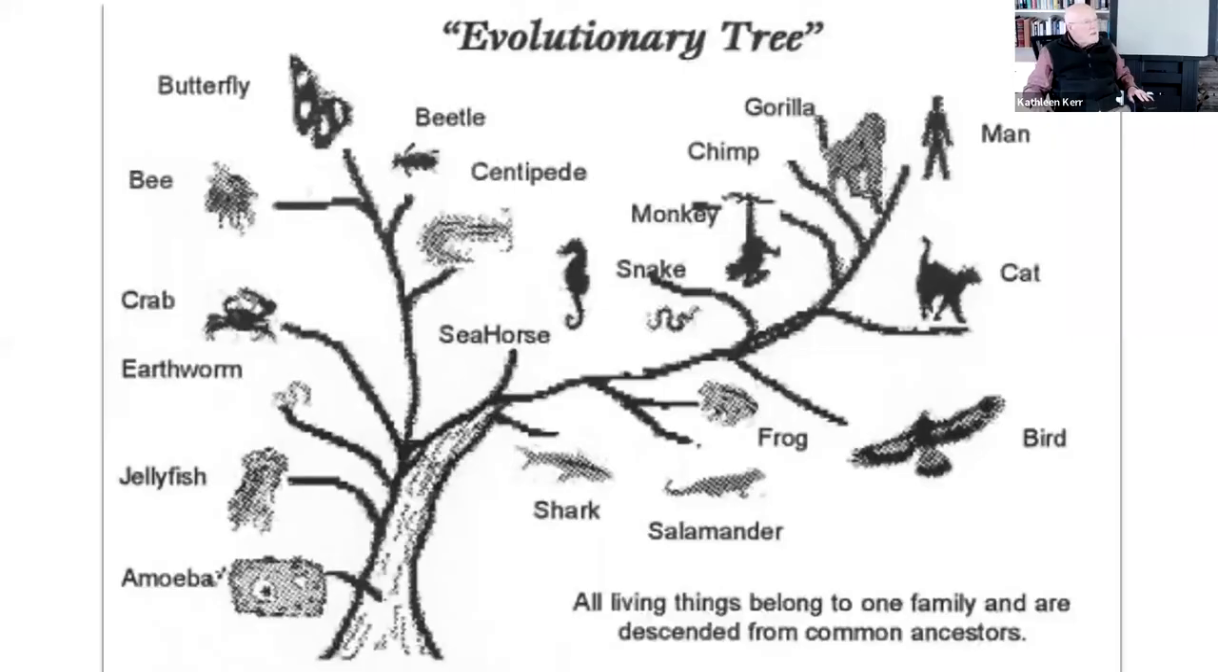Next one. So now to crawl way out on a limb, and here's the evolutionary tree, and there's man up there on the right, and the idea that all living things belong to one family and are descended from common ancestors, which is evolution, of course.